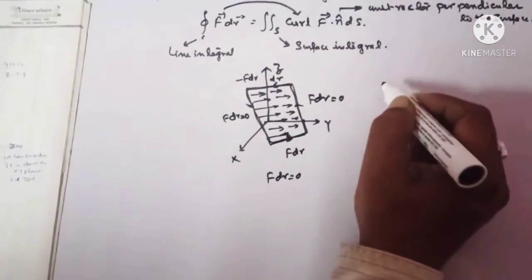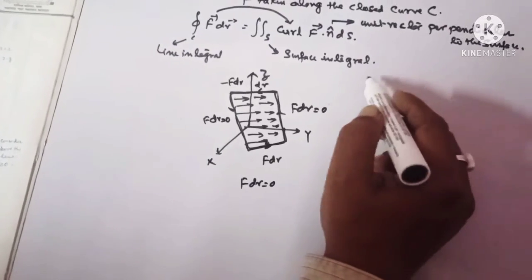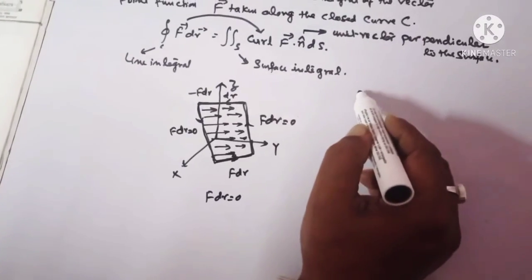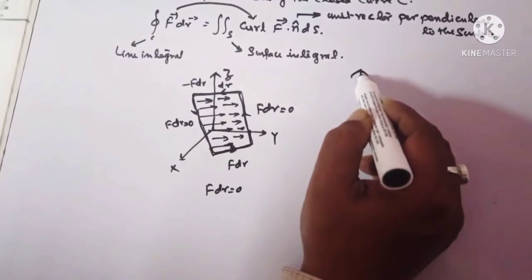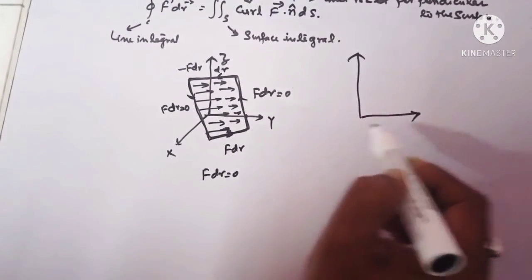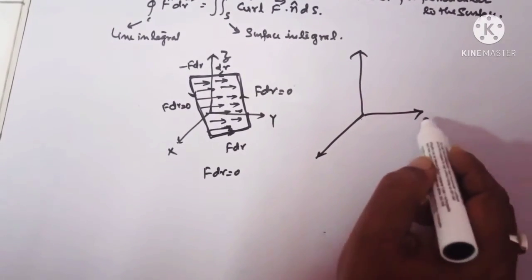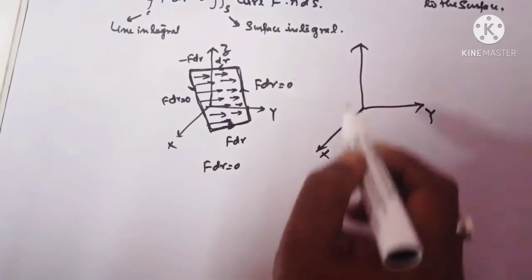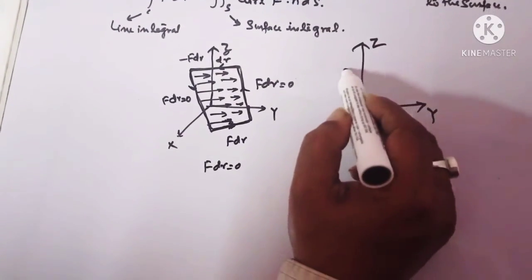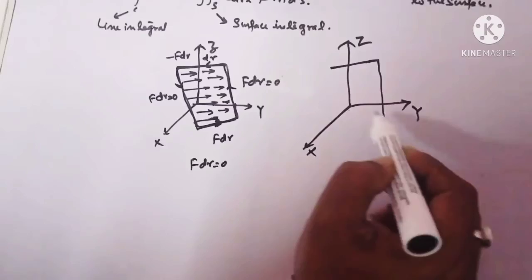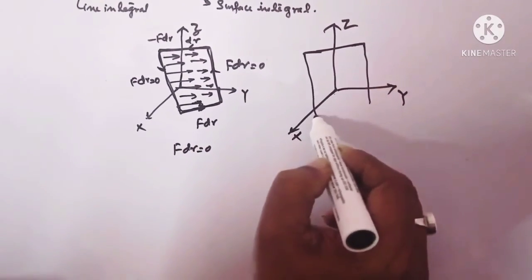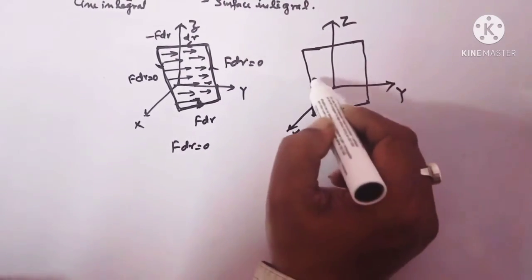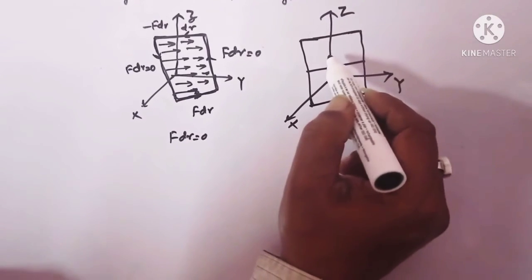Now, let me move to another situation. I am taking a surface, with axes y, x, z. Now let me divide it into two halves.